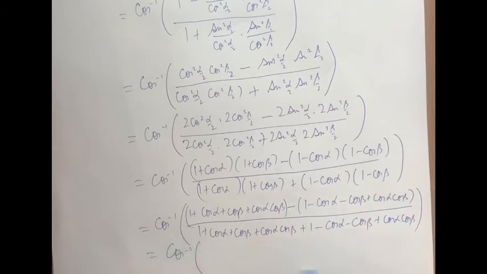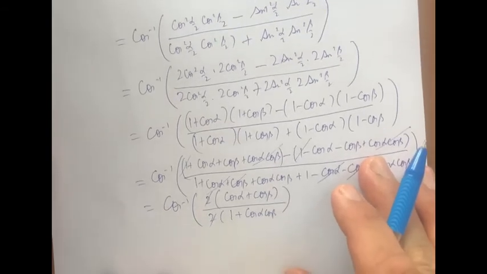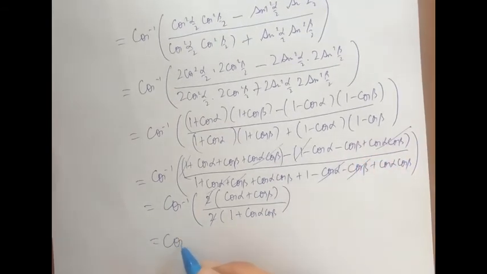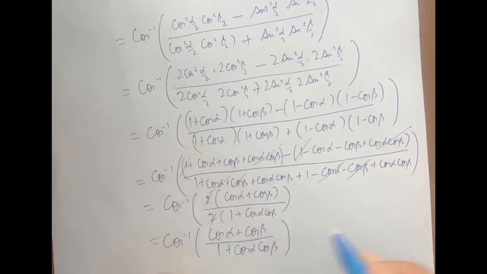This is cos inverse of, now in the numerator this 1 will cancel out and cos alpha into cos beta also. So we have 2 into cos of alpha plus cos of beta, and in the denominator cos alpha and cos beta will cancel out, we will have 2 into 1 plus cos alpha into cos of beta. Cancel out 2 and we are left with the answer. This is cos inverse of cos of alpha plus cos of beta upon 1 plus cos alpha into cos of beta, and this is what we wanted to prove, same as the left hand side.